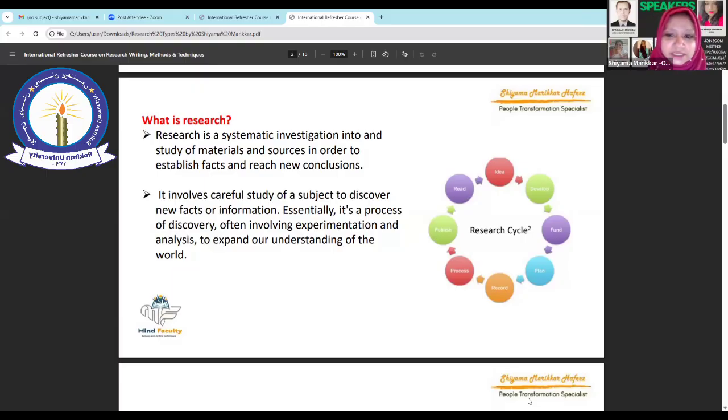So research involves careful study of a subject to discover new facts or information. Especially, it's a process of discovery, often involving experimentation and analysis to expand our understanding of the world. This is the most important thing we have to understand. There will be a hypothesis or some concept. We are going to put it into experiment and see the results and analysis. These are the things it most importantly involves.